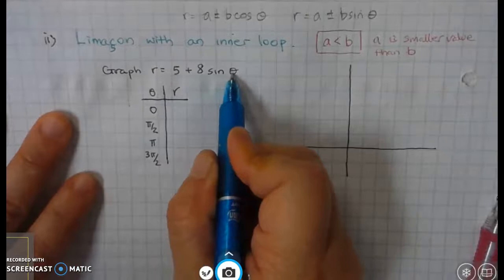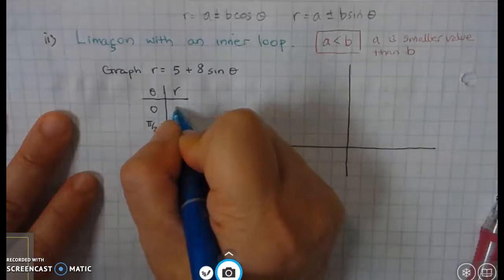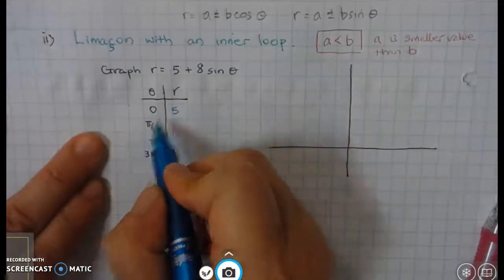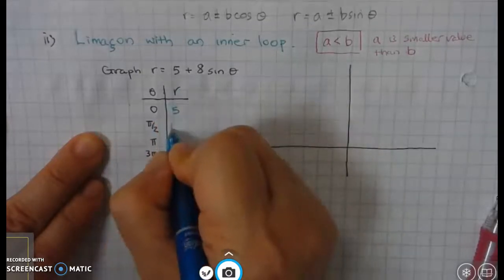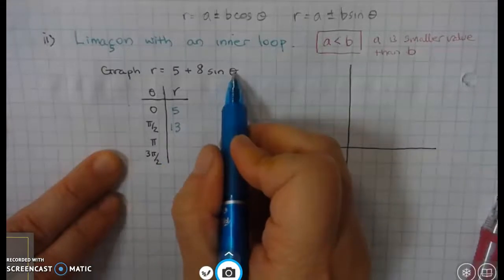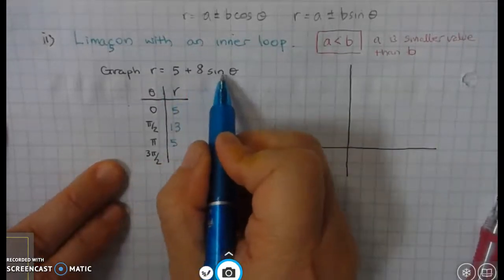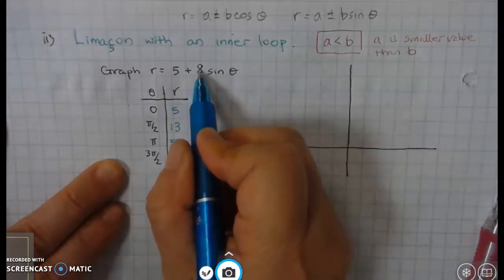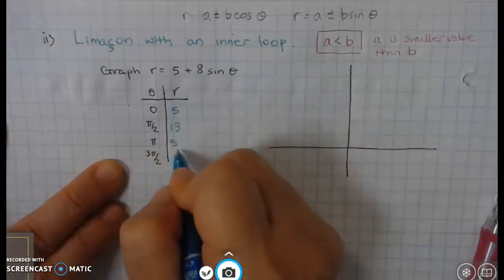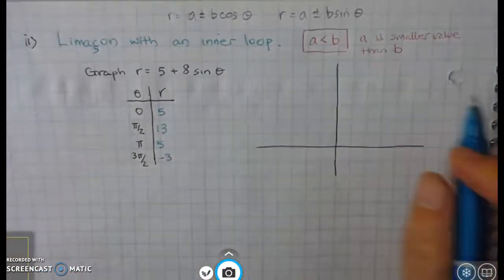Okay, so let's start by thinking about the values. Remember, sine of 0 degrees is 0. 0 times 8 is going to be 0, so that's going to be 5. Pi over 2, sine of pi over 2 is 1. 1 times 8 is 8. 8 plus 5 is 13. And sine of pi, or 180 degrees, is 0 again. 0 times 8 is 0, so that comes back to 5. And then sine of 270 degrees, or 3 pi over 2, is negative 1, times 8 is negative 8, plus 5 is negative 3. Okay, so that's what we have, and now we need to plot it.